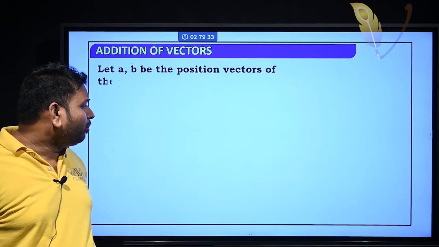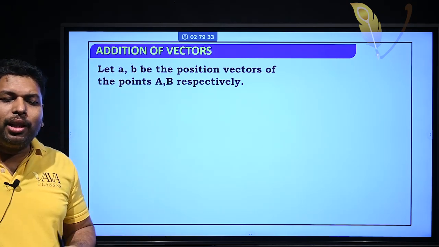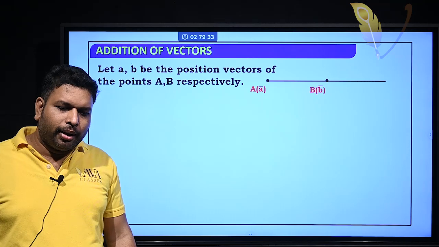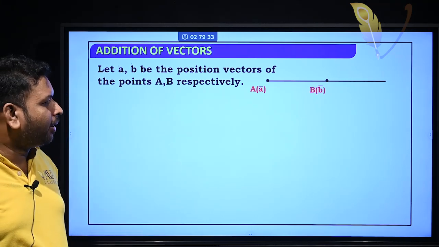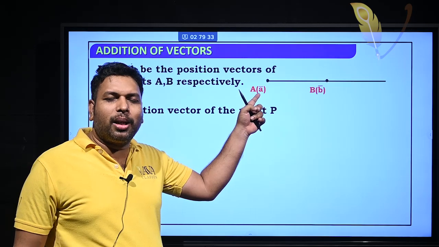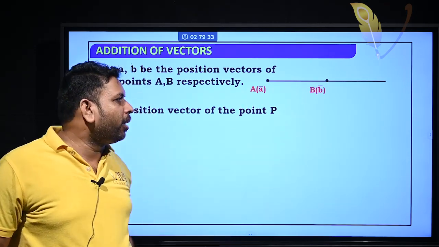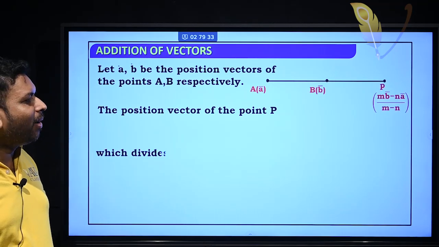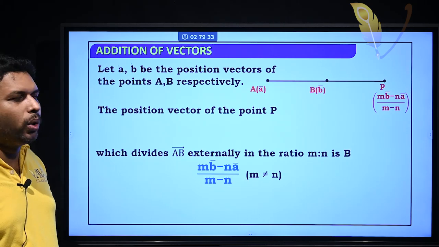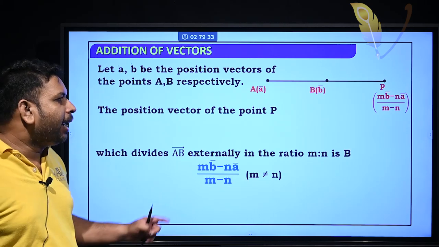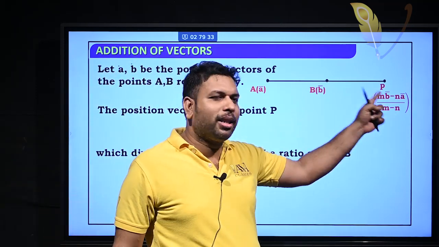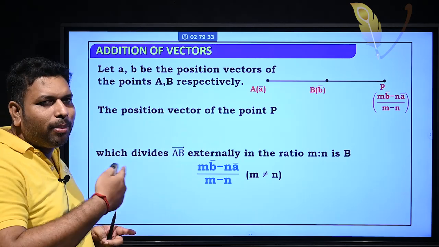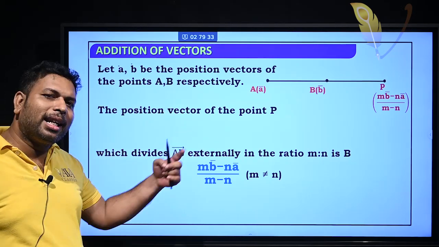Now let a and b be the position vectors of the points A and B respectively. Here A is a point, B is a point. Here a vector is the position vector of A, b vector is the position vector of the point B. The position vector of the point P, which divides AB externally in the ratio m is to n, is (mb minus na) by (m minus n). Okay, where P is a point outside of AB. That's why it divides in the ratio m is to n externally.